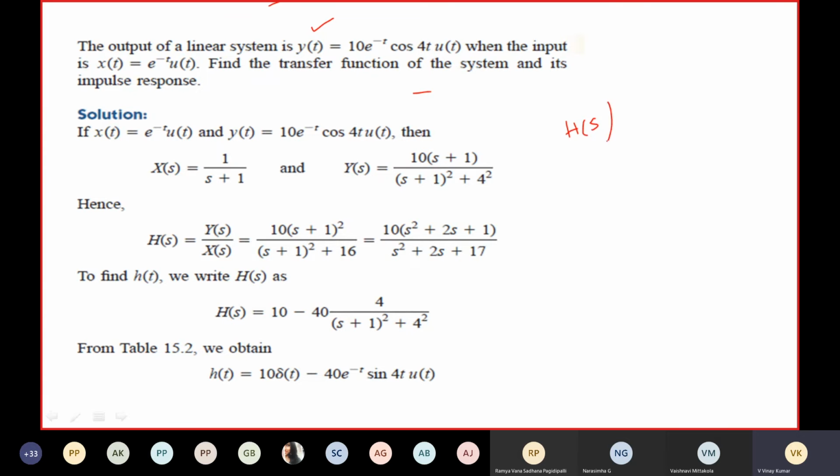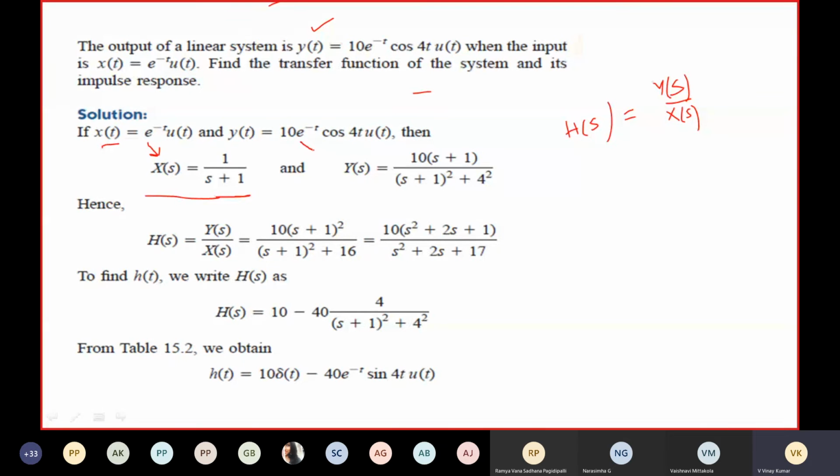H of s is the ratio of Laplace of output to Laplace of input. So Y of s by X of s, right? So what is X of s? X of t is given. What is the Laplace of x of t? Laplace of e power minus t u of t is nothing but 1 by s plus 1.